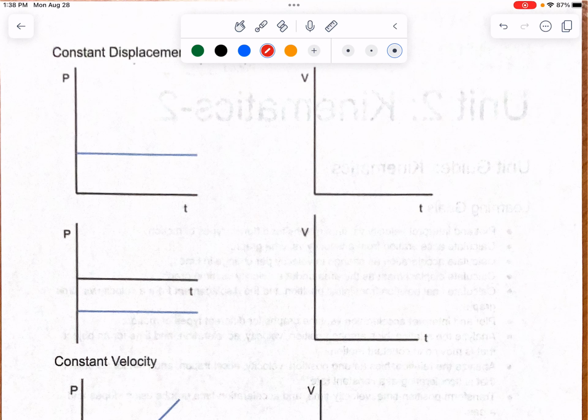All right, so this is going to be the first video of the Unit 2 packet. So we're going to start on page 2. Okay, so in this video we're going to be going over how to translate a position versus time graph over to a velocity versus time graph. And this can get a little bit confusing, so I'm going to try to be as thorough as I can with this video. So we're going to start off nice and easy.